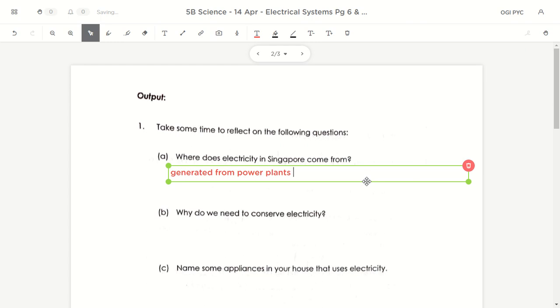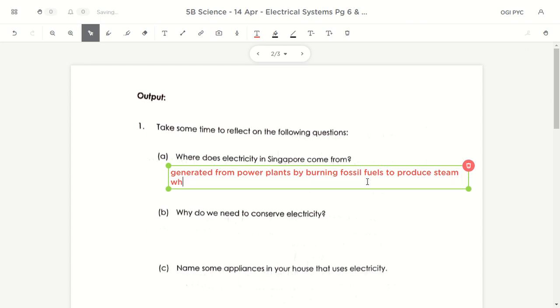How do power plants generate electricity? They generate it by burning fossil fuel, which can be natural gas, oil, or coal. When they burn the fossil fuel, they produce steam, because as they burn, they heat up the water, which changes state to produce steam. Then the steam goes on to turn the turbines, and when the turbines turn, the electricity is generated.